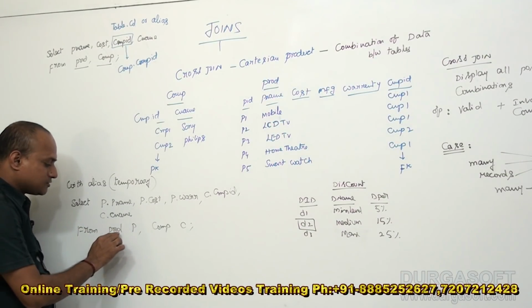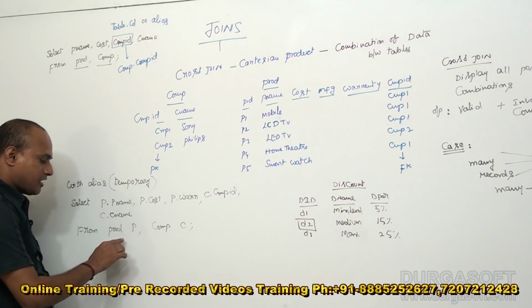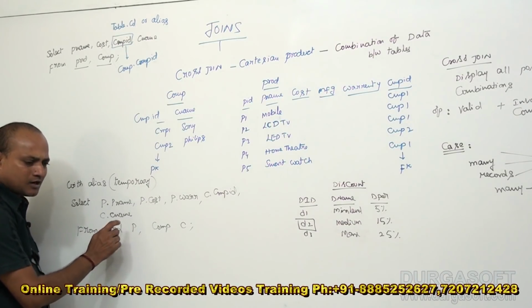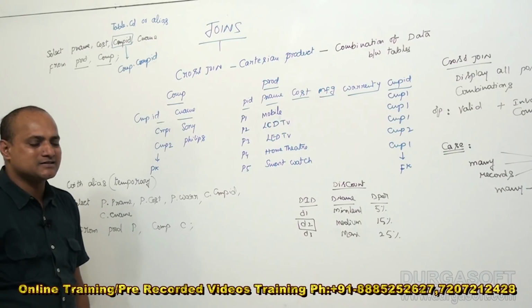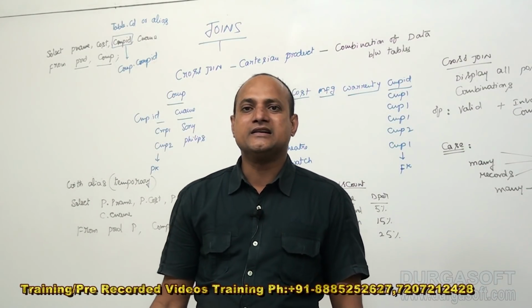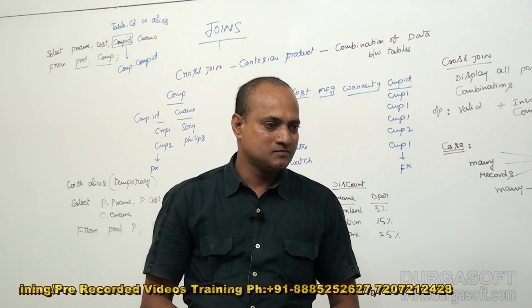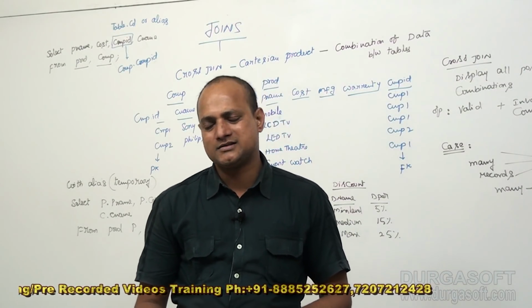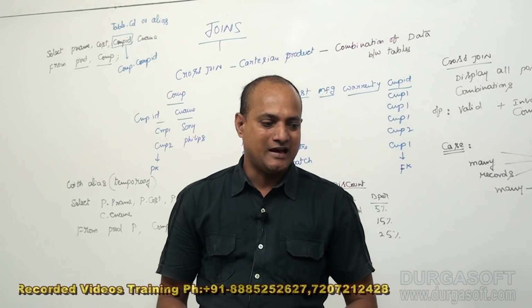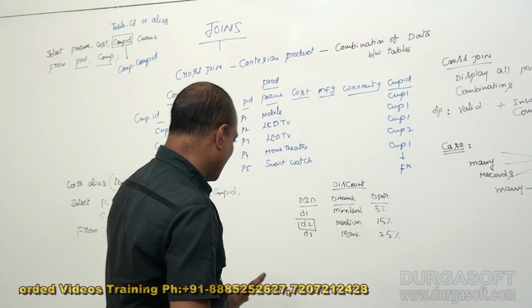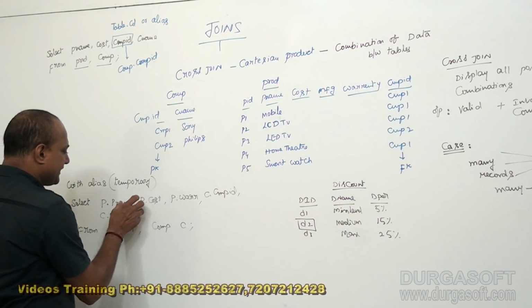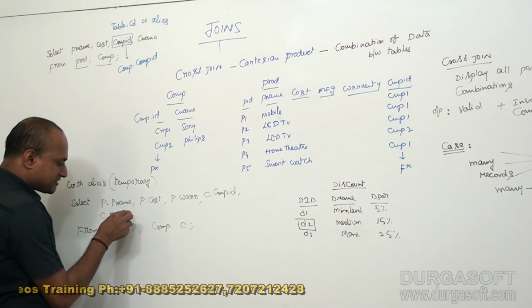After from keyword you are specifying table names. After table name you must specify respective alias name, not only P. If you want to take it as XY, yes, you can consider. If you want to take it as PD and CD, yes, you can consider. If you want to take it as AB, yes, you can consider. Any valid Oracle name you can specify as alias name. Remember that.